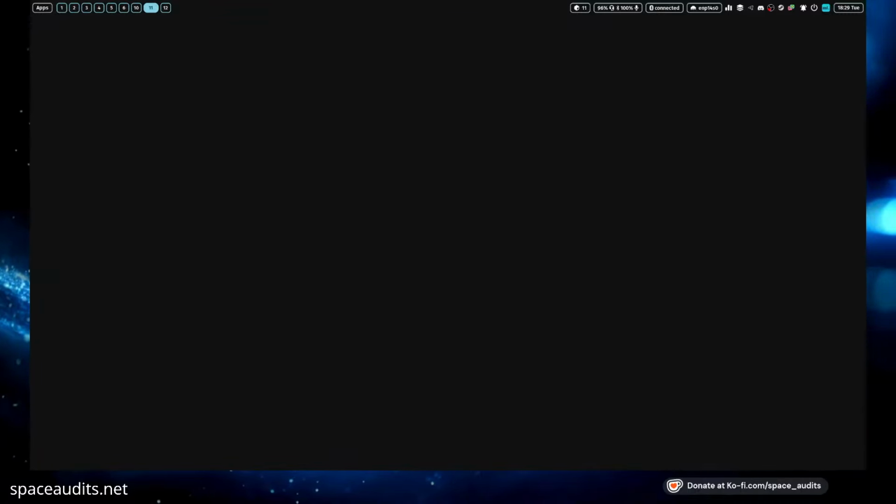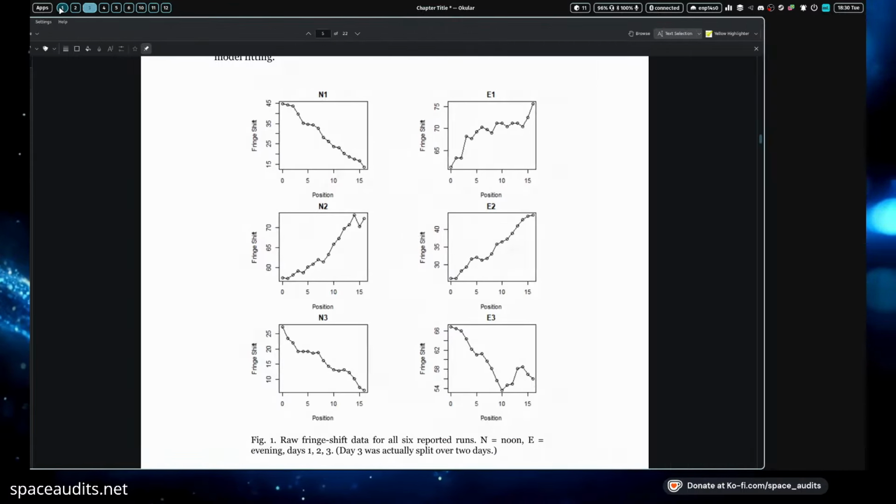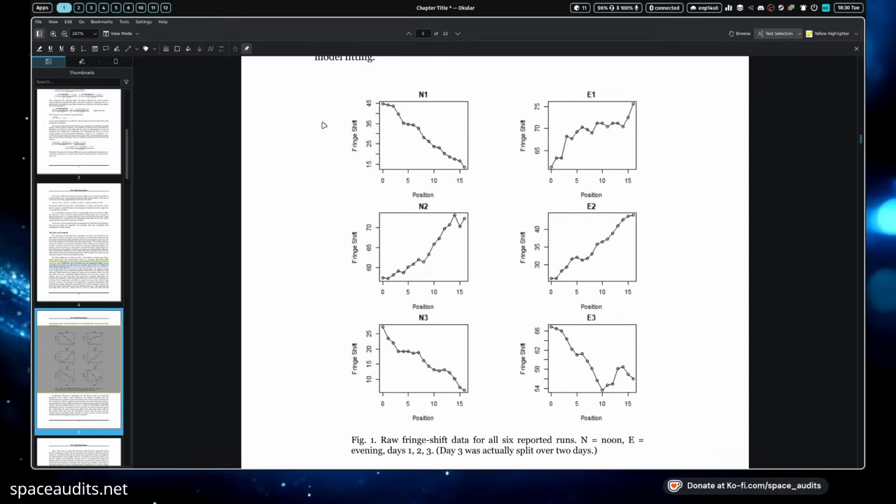If you want to just show figure 1 right out of the paper to these people first. Absolutely. Here we go. So you have N1, N2, N3 on the left side. That's noon, day 1, day 2, day 3. And then E1 and E2 are 6 p.m., 6 hours later, day 1, day 2. And E3 is actually day 4 at 6 p.m. So that's how they go together.